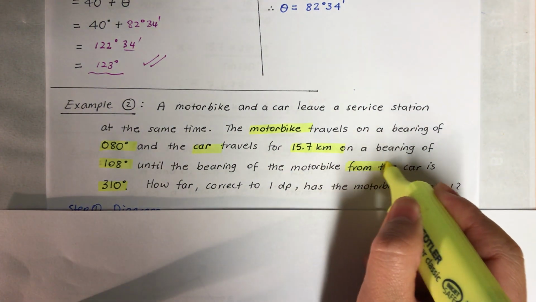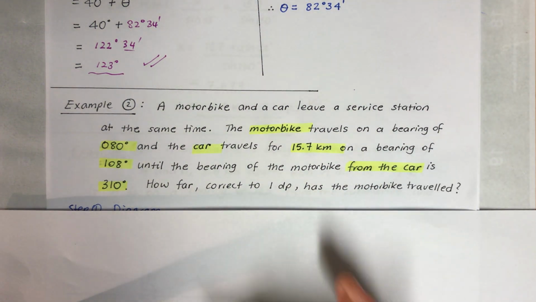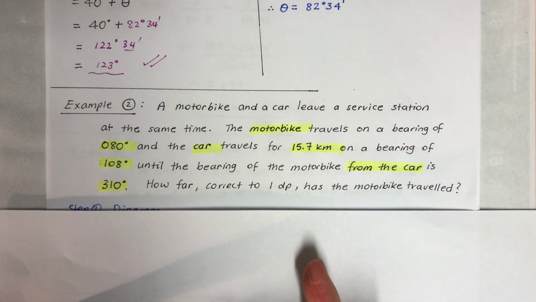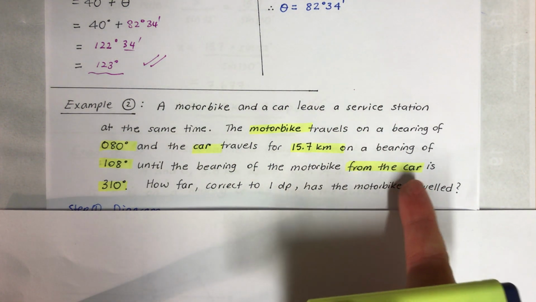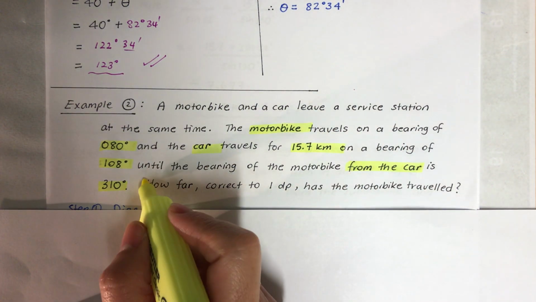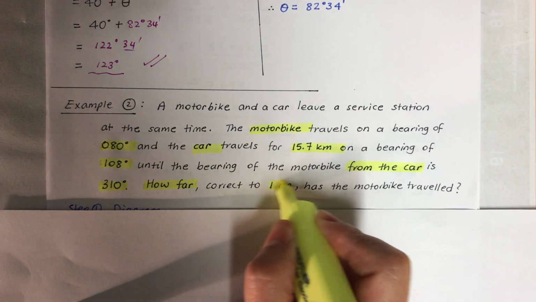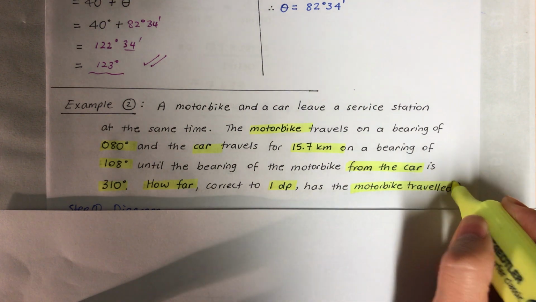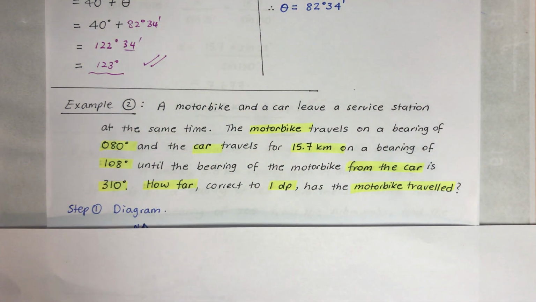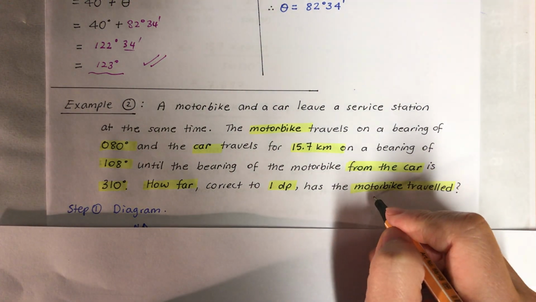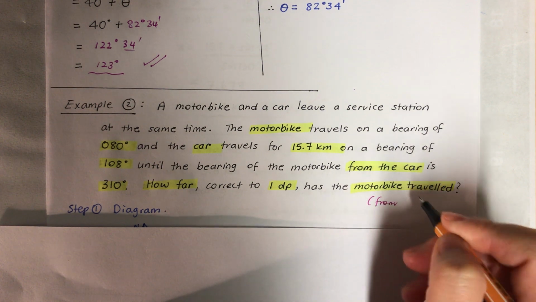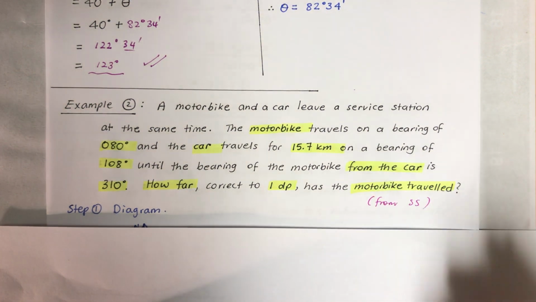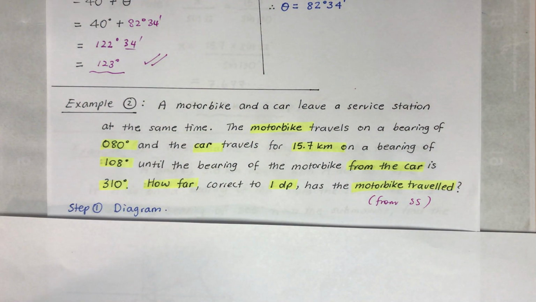So the key word is from the car. It's not from the service station, it's from the car. And how far, correct to 1 decimal place, has the motorbike traveled? Now I think here the key word is from the service station. Okay, from the service station, so we need to think about that.